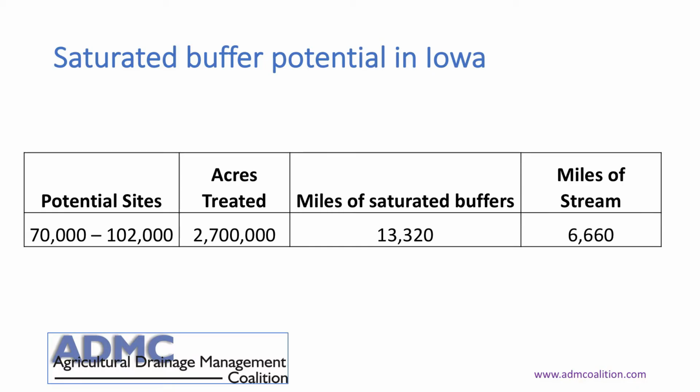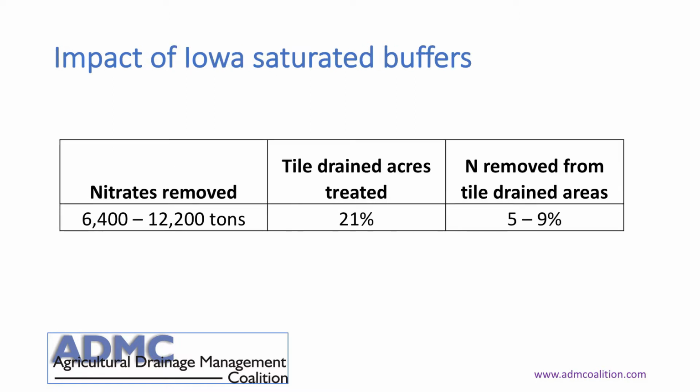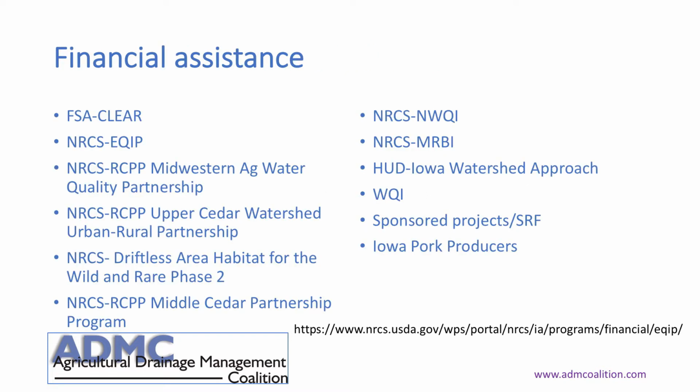Just getting down into the state of Iowa, up to 100,000 potential sites. That's 13,000 miles of saturated buffers. That's treating about 20% of our tile drain areas, including 5 to 9% of the nitrogen, which is very, very effective. We touched upon this a little bit in the previous session, but Iowa has a lot of financial assistance available to it for these practices right now.